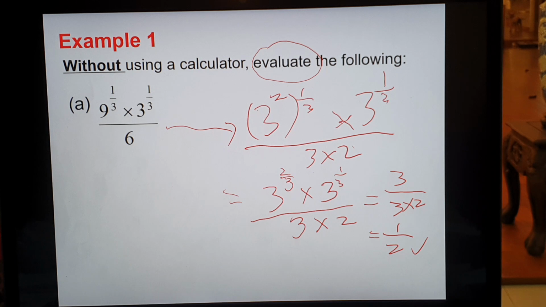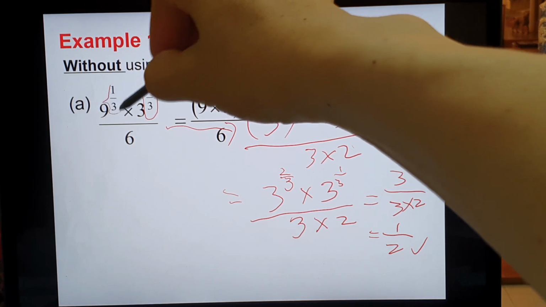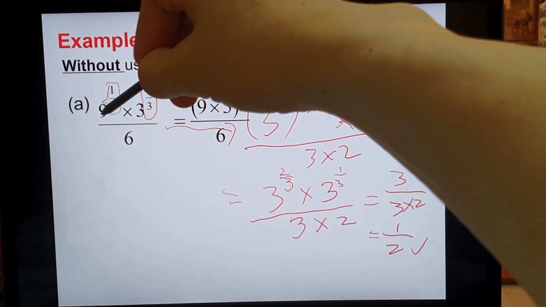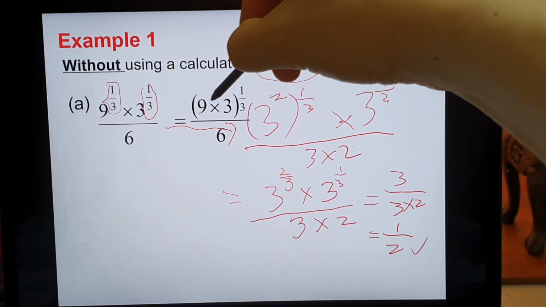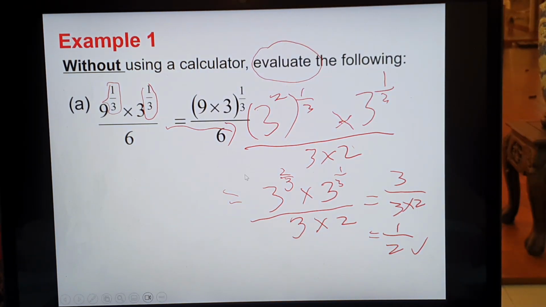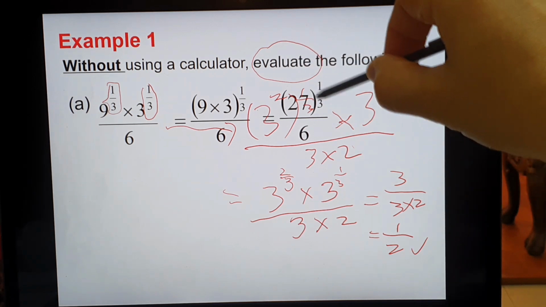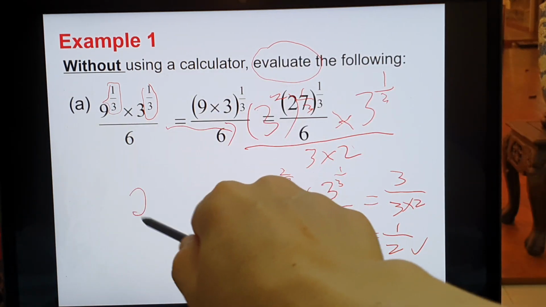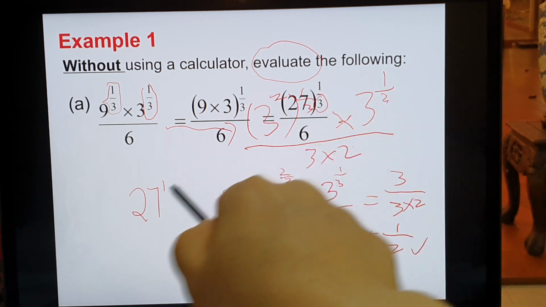So let's see what the proposed answer is. You see, I have the same power. So when I have the same power, I can combine the base together by simply multiplying them. So 9 times 3 is 27. I'll show you the next step. This power 1/3 means 27 to the power of 1/3. The denominator here means root.